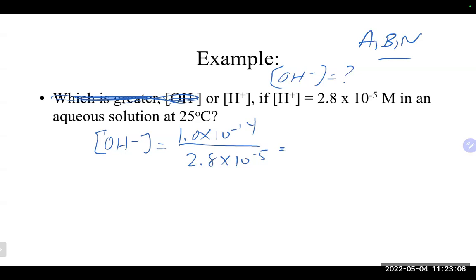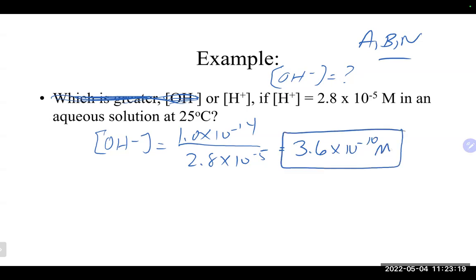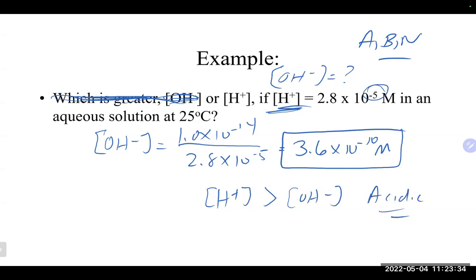That is going to get us, looks like 3.6 times 10 to the minus 10 molar. That means that it is actually the H plus concentration here at minus 5 that is larger. And obviously it would mean that this is going to be an acidic solution in this case. All right. Any questions on KW, how to use it?